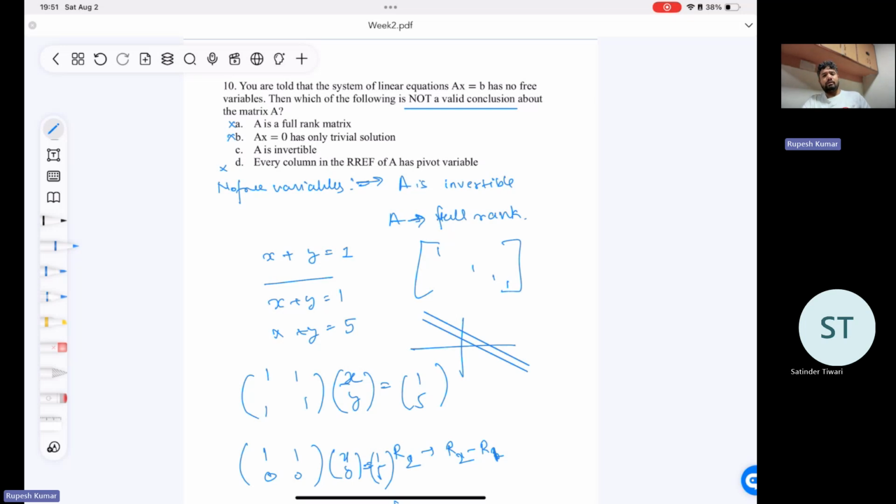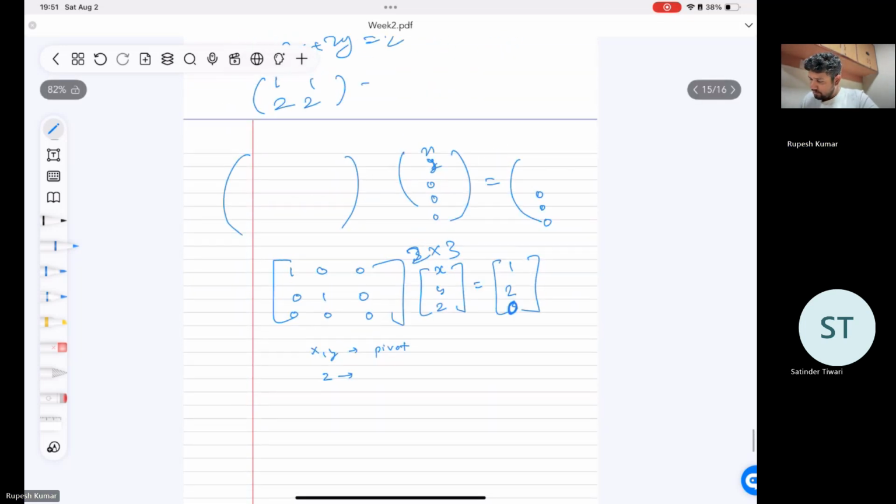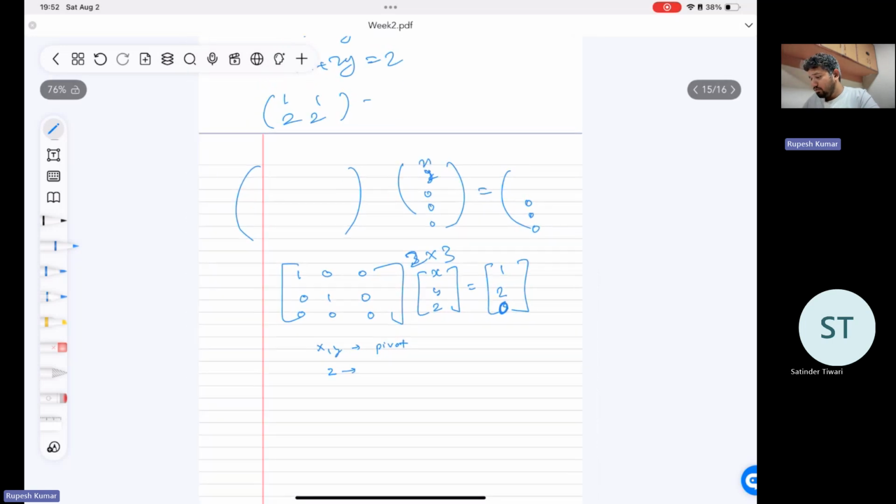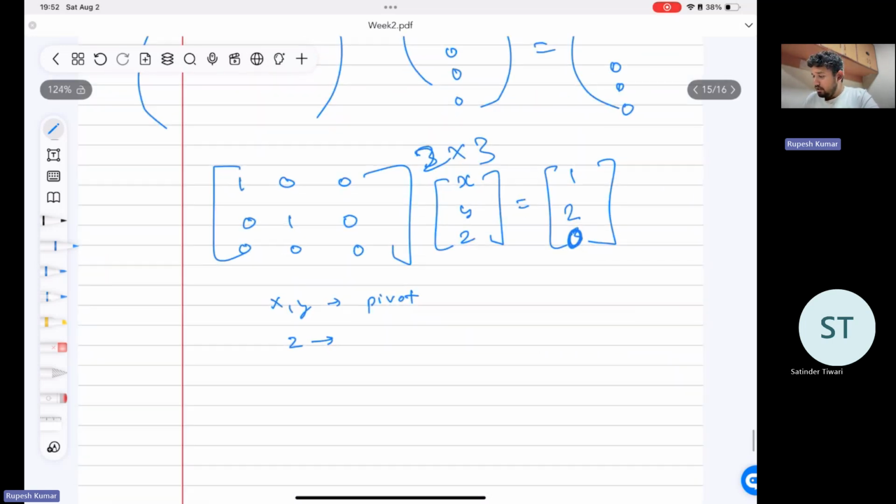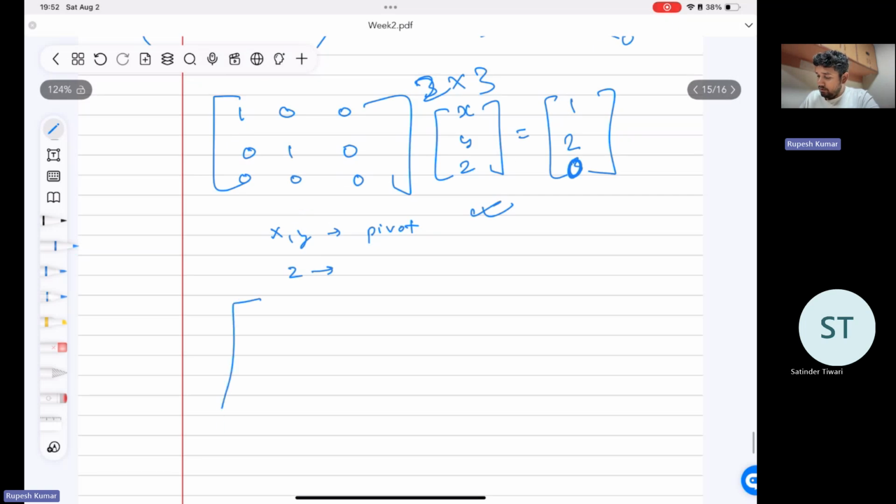Okay, but if the columns are full rank, then it goes to the overdetermined case. So we can't get this scenario in an underdetermined case, but let's look at some overdetermined case, right?